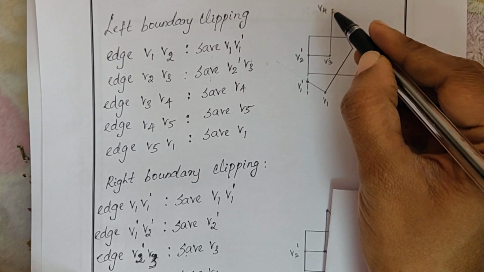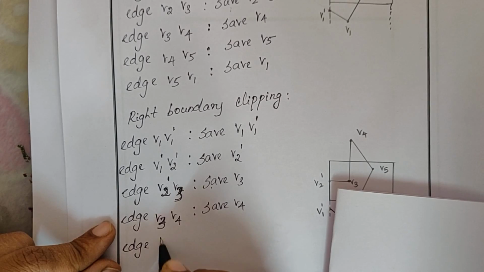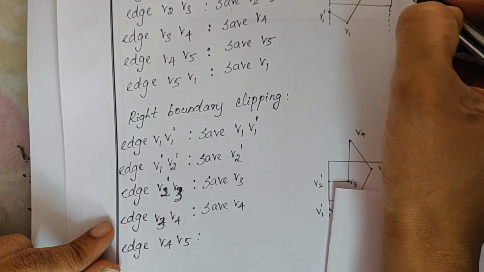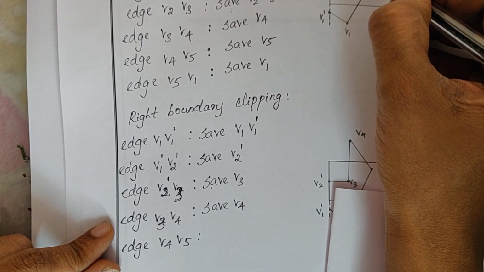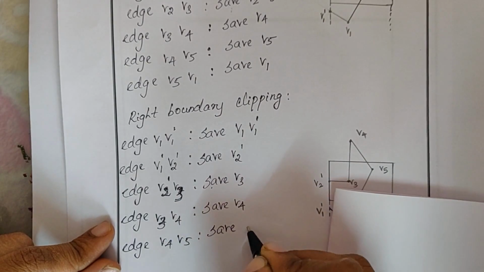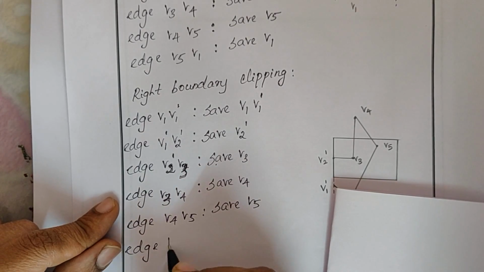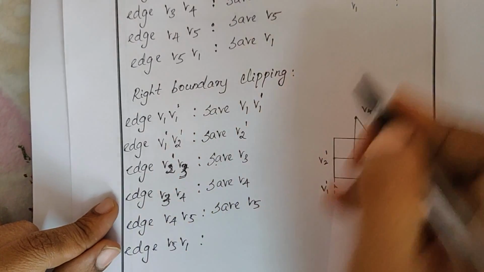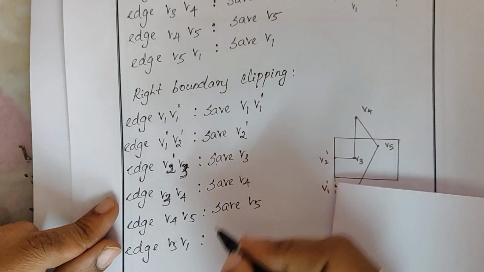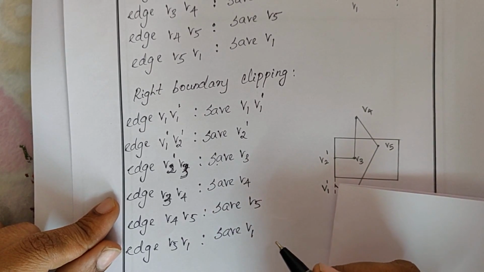Next edge V4, V5. Again both vertices are inside my right boundary, so I have to save my end vertex, which is V5. Next it is edge V5, V1. Again both vertices are inside my right boundary, so I have to save my end vertex, which is V1, right?